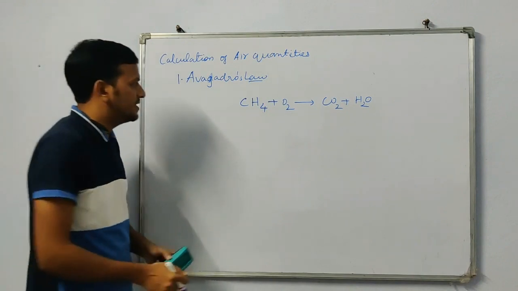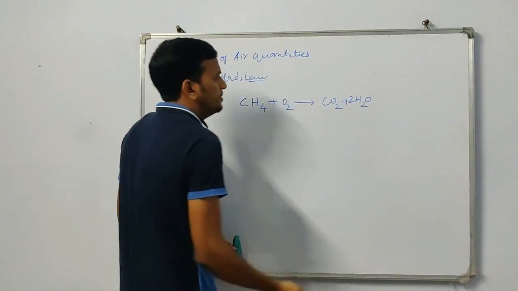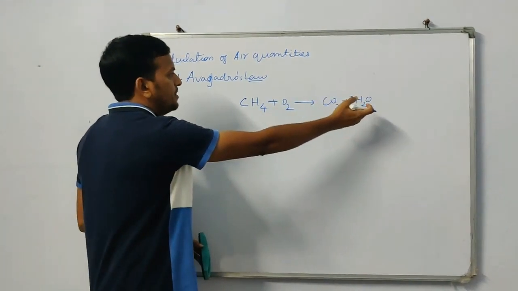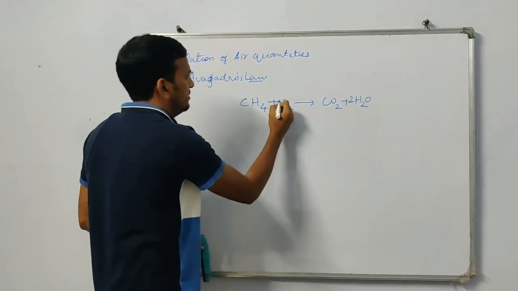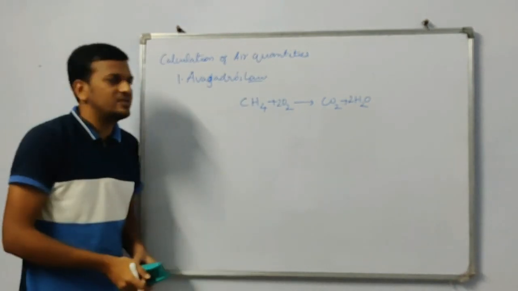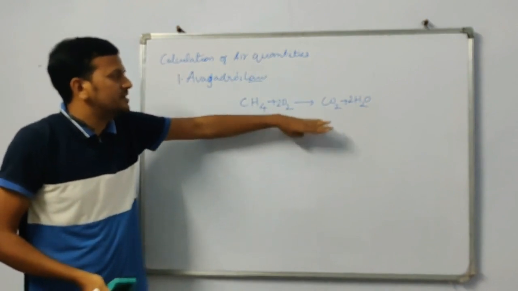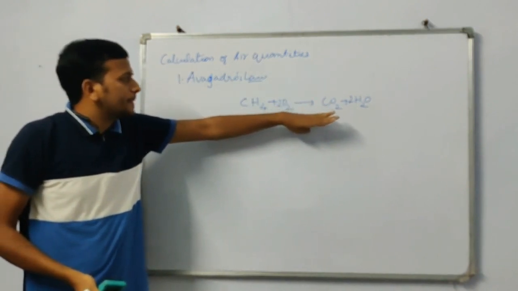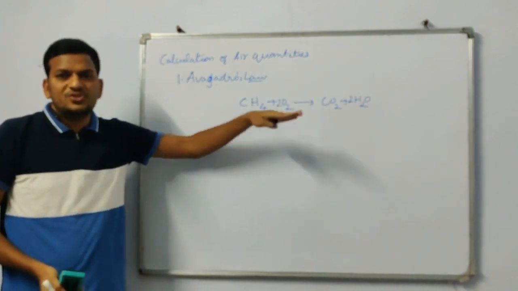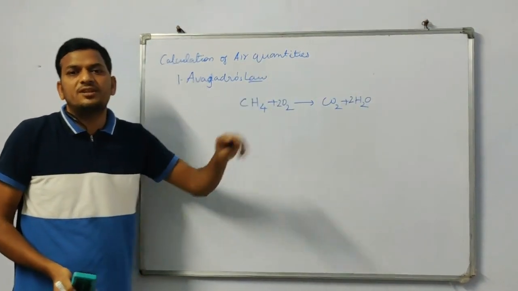You can balance the chemical reaction here. Four hydrogens were there and we have two hydrogens, so I will write two here, giving four hydrogens, and two plus two, four oxygens are there. So if I write two here, the entire reaction is balanced. According to Avogadro's law, all these are kept under similar temperature and pressure conditions, so all these gases will possess an equal number of moles.